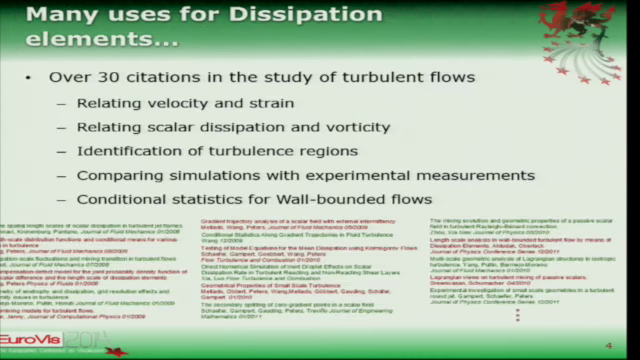So this work then started a whole new series of papers in the turbulent flow community. Basically, they started looking at relating vorticity and strain in terms of dissipation elements, relating scalar dissipation and vorticity, identifying turbulence regions and doing statistics based on that, comparing simulations with experimental measurements, looking at dissipation elements in particular in the experimental measurements and seeing if they matched what was predicted in the direct numerical simulations. And then looking at conditional statistics for wall-bounded flow. So there's a bunch of work that followed out of this. So it's a success story, great.